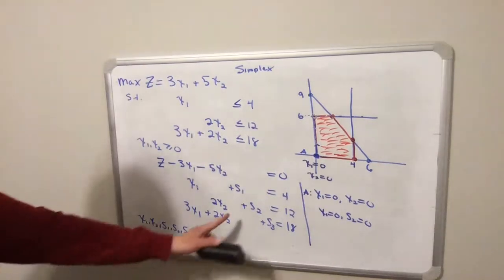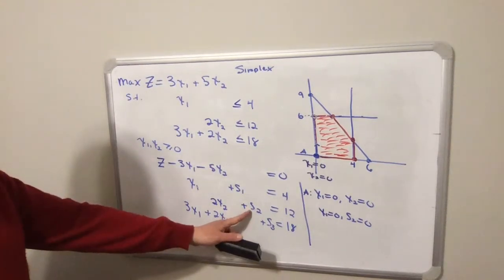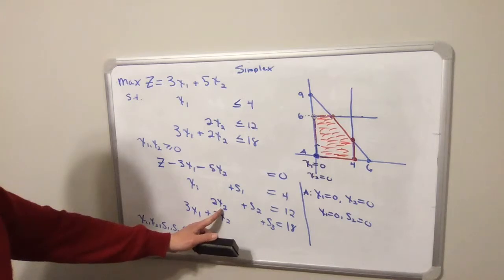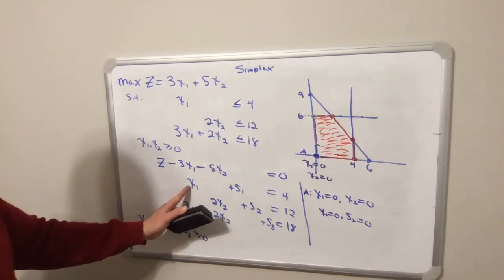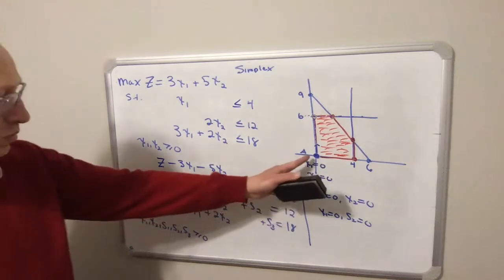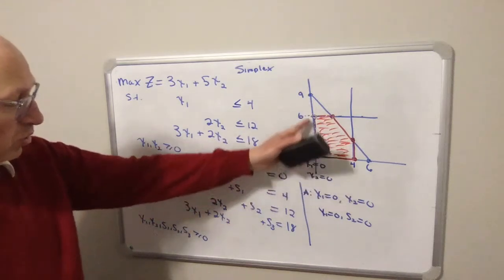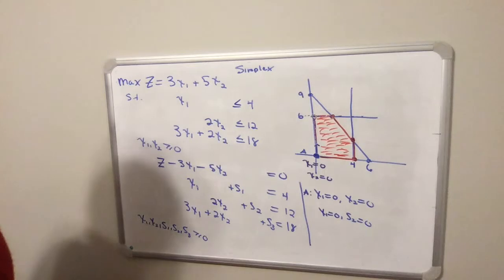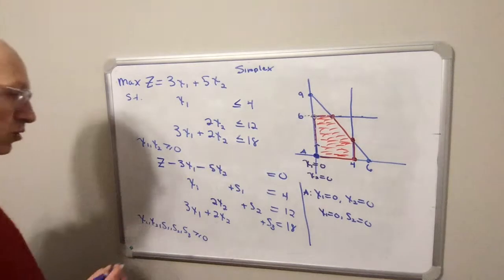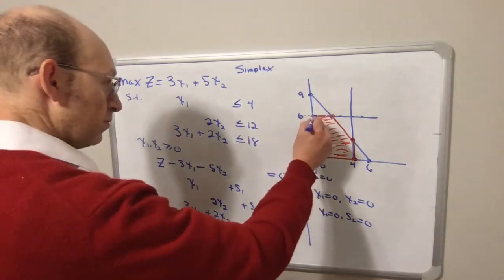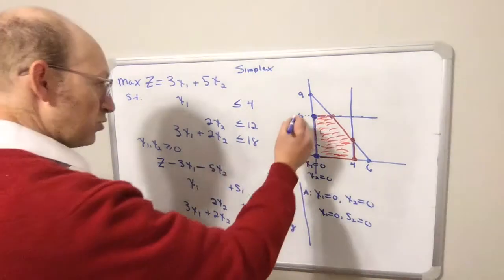All right, so when x2 is 0, x2 is equal to 6. When x1 is 0, you're on this line right here, you're on the x2 axis. So we're at this corner right here. So that's B.